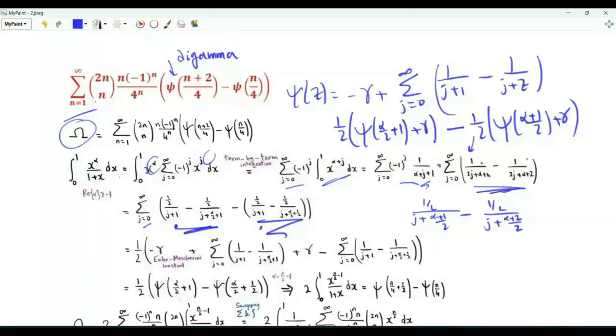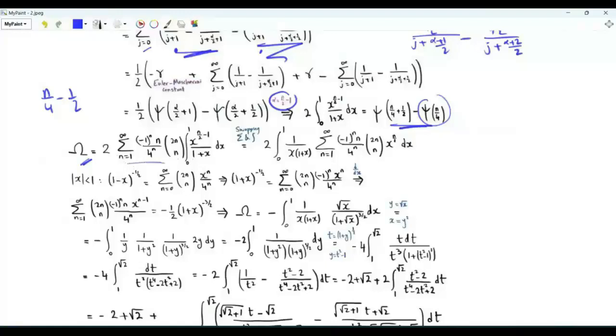This integral is 1/2 [digamma(α/2 + 1) − digamma(α/2 + 1/2)]. If we choose α to be equal to n/2 − 1, so α/2 is n/4 − 1/2. If we add 1/2, we get digamma of n/4. If we add 1, we get digamma of n/4 + 1/2. This difference, which is here, is equal to 2 times the integral x from 0 to 1, x to the power n/2 − 1 divided by 1 + x.